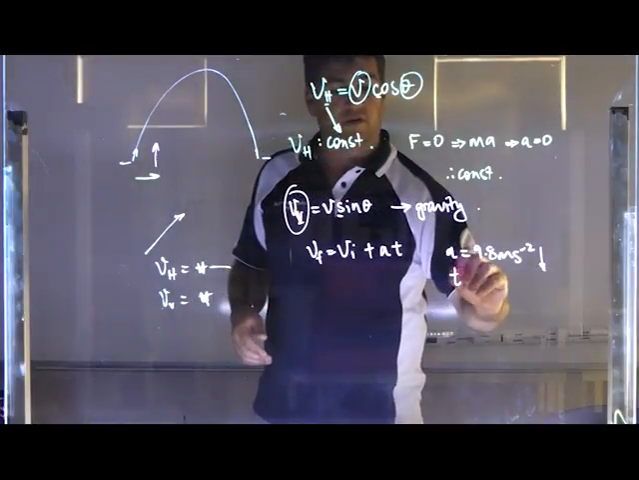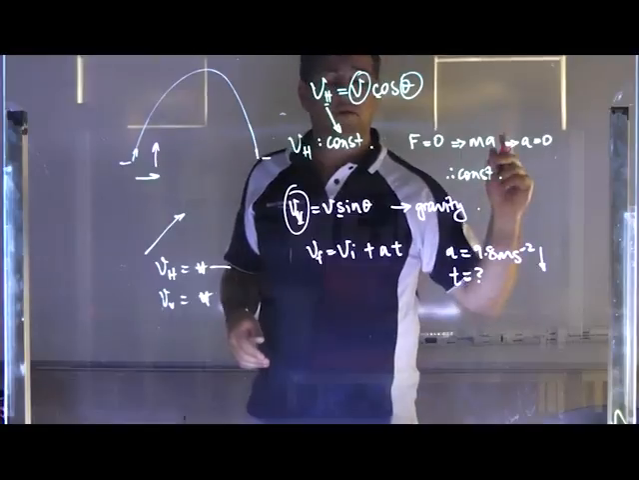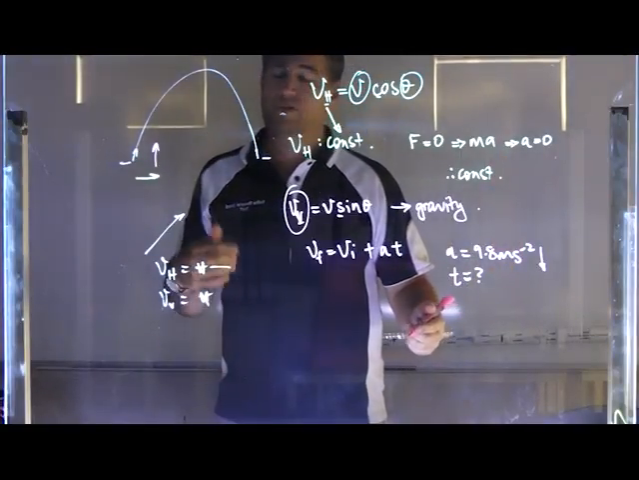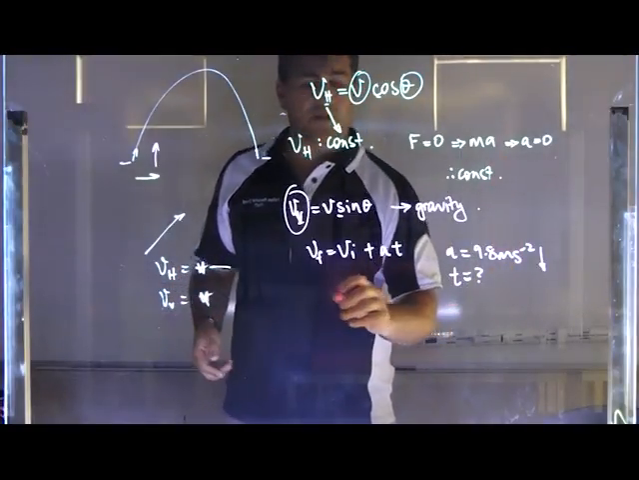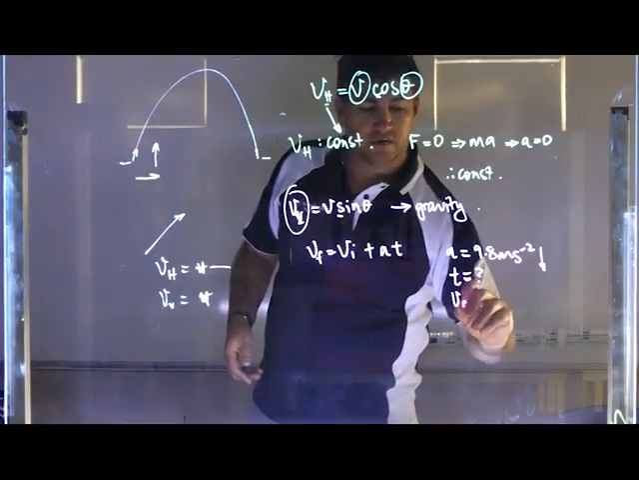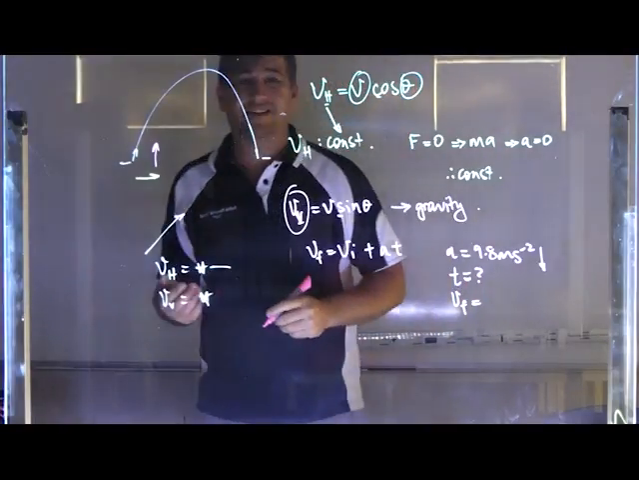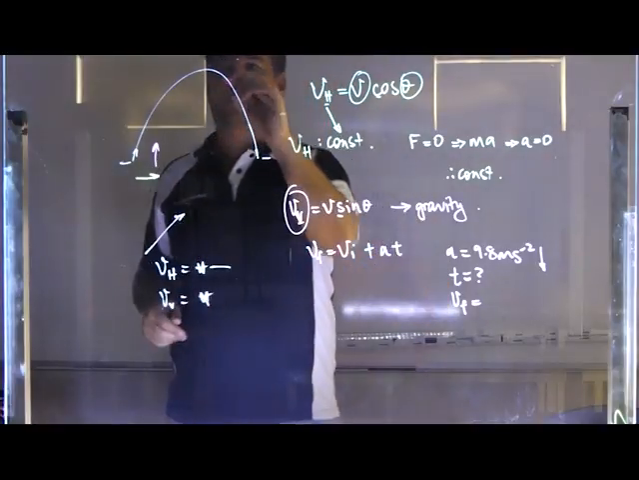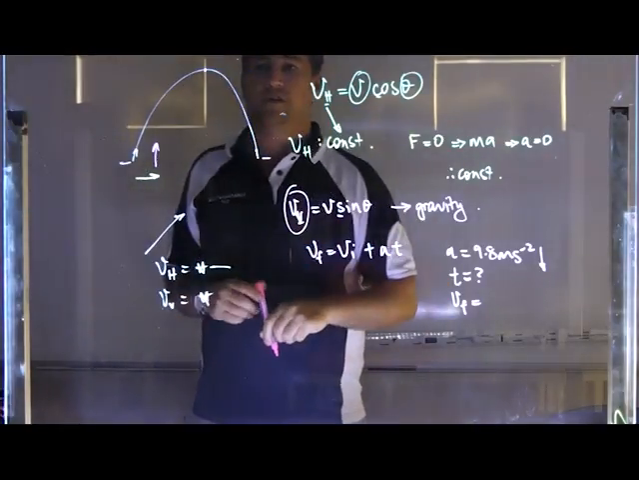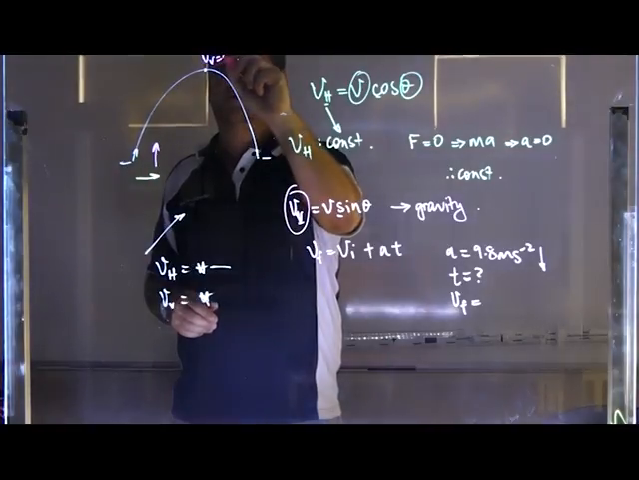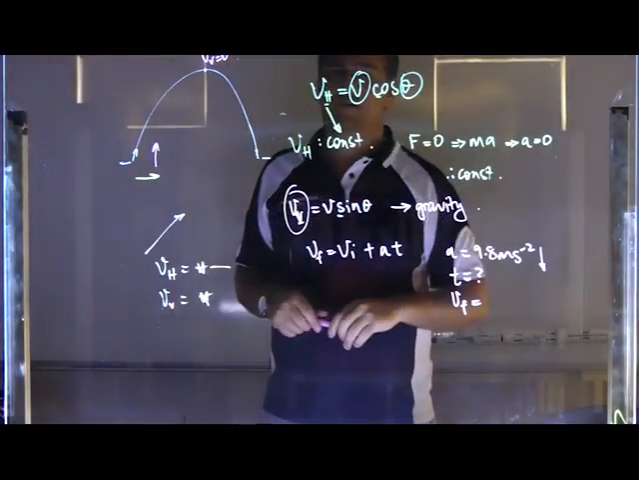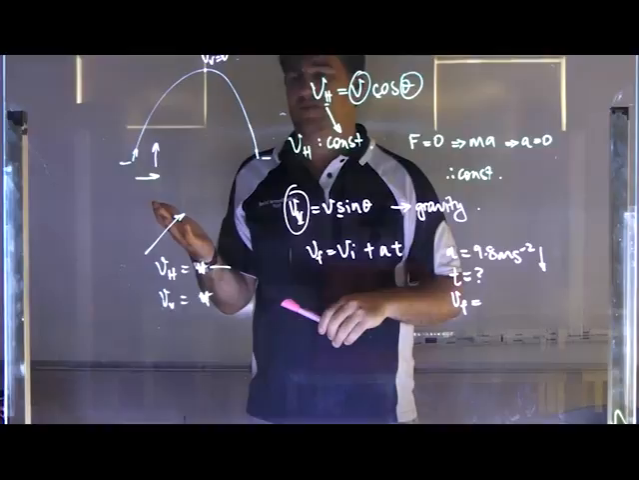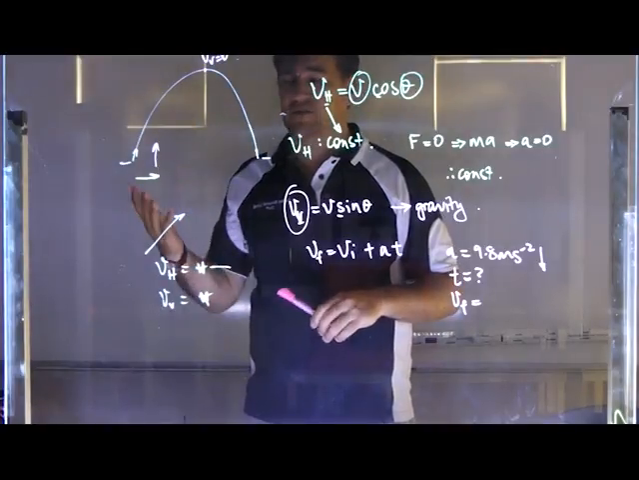We know that time is generally some value given to you in the question, or that might be the bit you have to solve yourself, and V final is going to be one of two things. At this point up here, the vertical velocity is nothing. It's at the top of its flight, it's not moving up or down, so it's got to be 0.